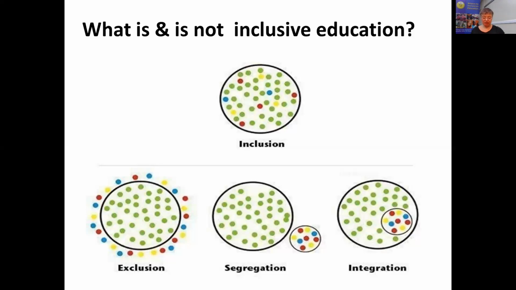Inclusion is about everyone playing, learning, working, and relating together. Inclusive education is the education and training that everyone needs to value one another and feel they have an active role in creating a society that welcomes all.